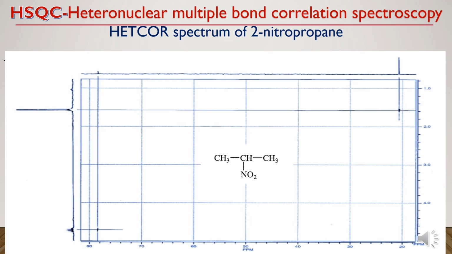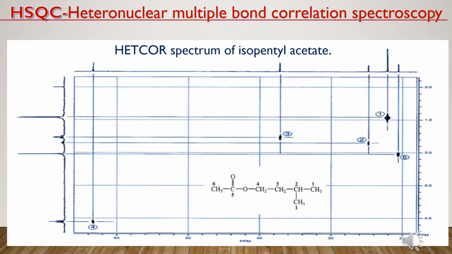In that, first one is the CH3 group showing a carbon value at 22 ppm and a proton value at 1.6 ppm, showing a contour. The second contour is showing the CH group at its carbon value at 77 ppm and its proton value at 4.8 ppm. In this slide, we will take a second example of an HSQC spectrum of isopentyl acetate.